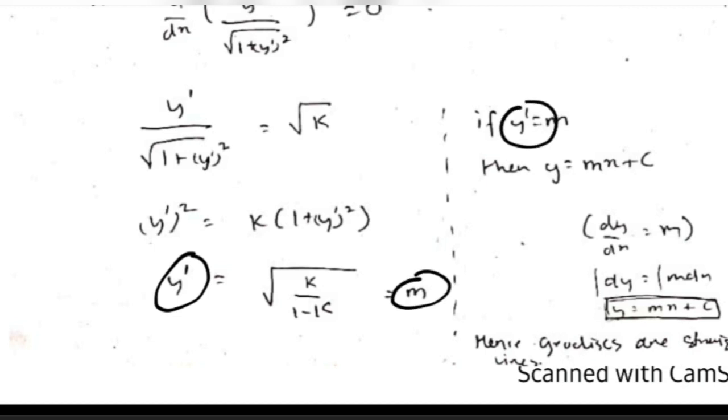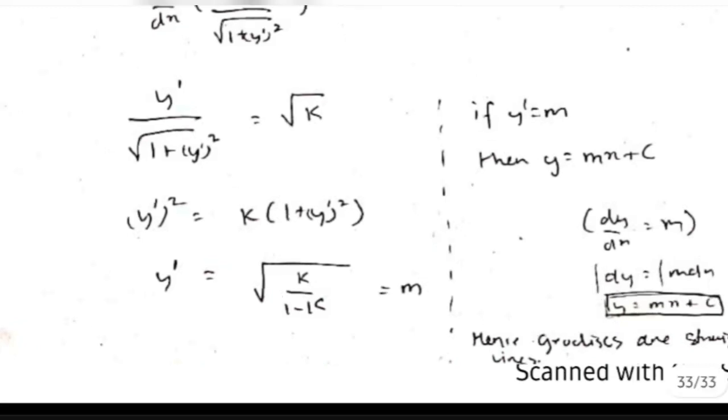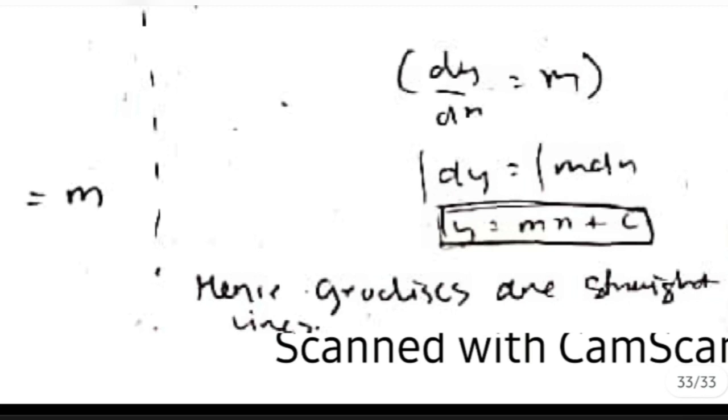See here, if y dash is equal to m, dy by dx is m. So when you shift this dx to the other side and integrate, you will get integral dy is equal to integral m dx. So you can write y is equal to mx plus c, and the equation y is equal to mx plus c is nothing but the equation of the straight line.